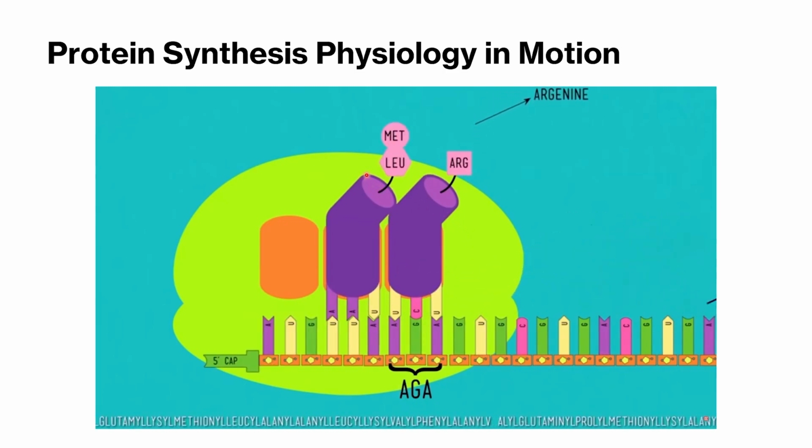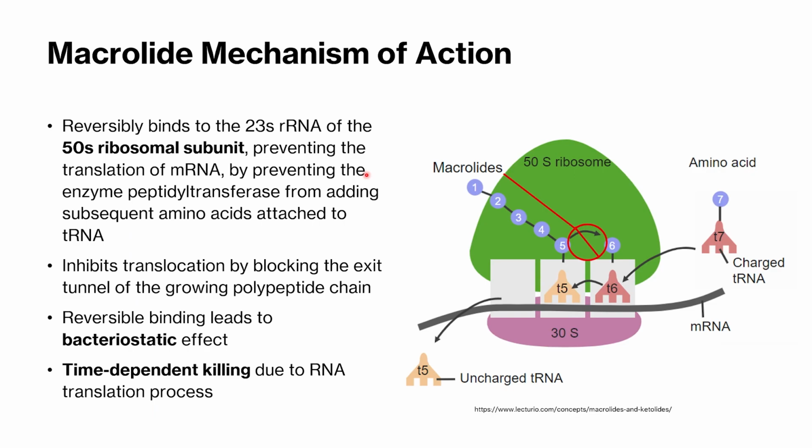You can see it building the amino acid chain. So, macrolides. We're halfway there. Macrolides reversibly bind to the 23S RNA of the 50S ribosomal subunit. They prevent the translation of mRNA by preventing the enzyme from adding subsequent amino acids attached to the tRNA. The enzyme that they prevent is called peptidyltransferase. That's not really relevant. You just have to know that it binds to the 50S ribosomal subunit and prevents the extension of that chain.